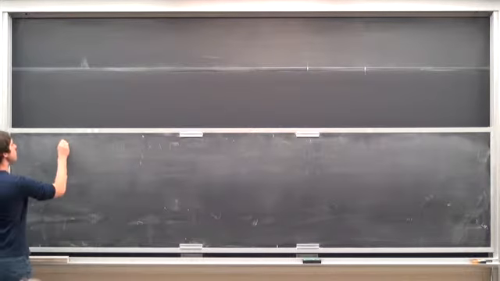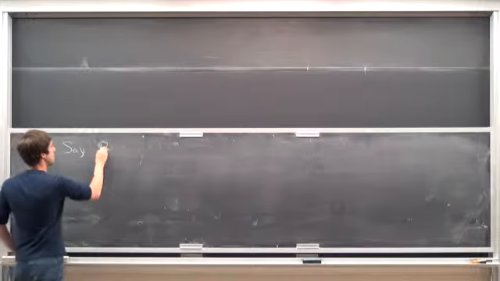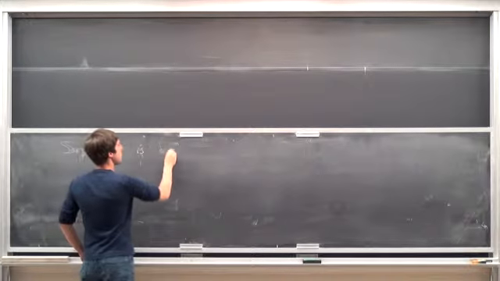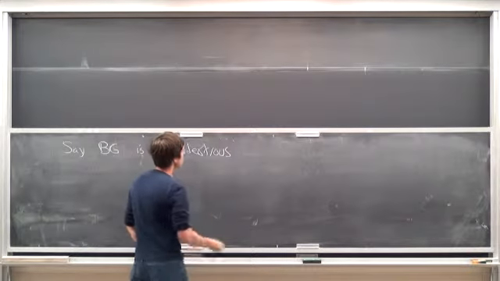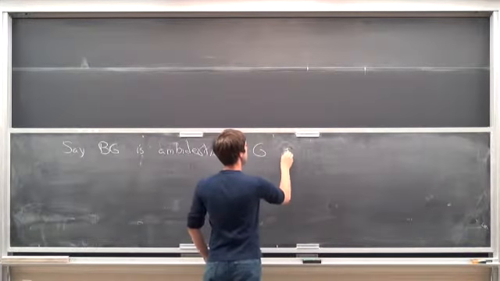But okay, what am I doing now? Right, so suppose BG is ambidextrous. So G is here a finite group, and let's suppose that G is abelian.